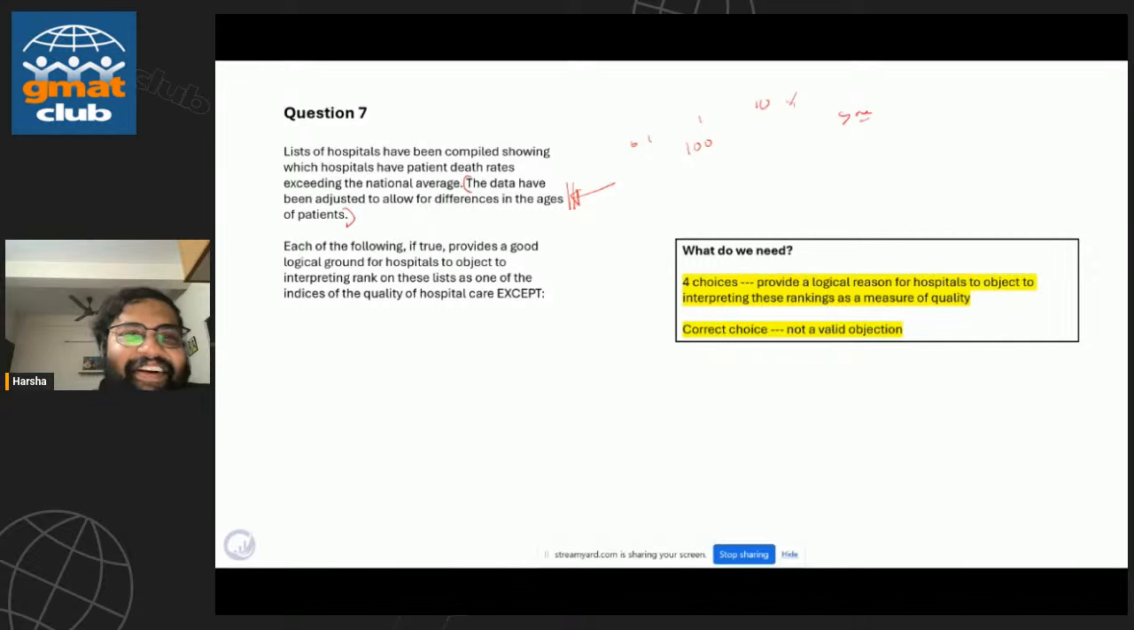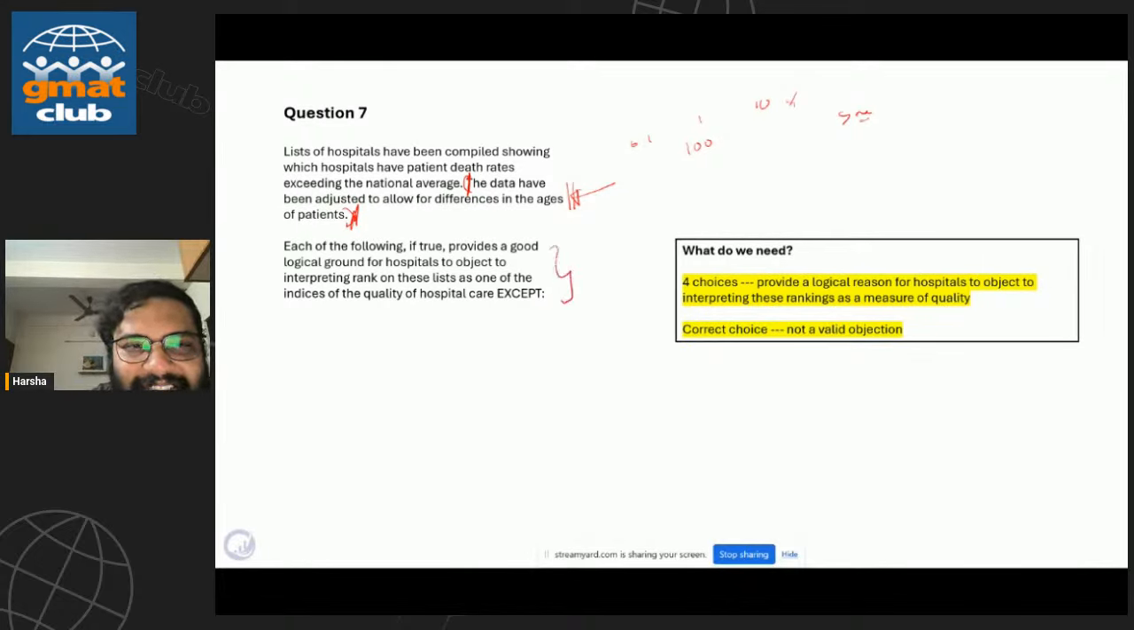Right? What does it mean? I had to really spend time on this, as it does not sink in initially. The data have been adjusted to allow for differences in the age of patients. It means don't give the excuse. If you're a hospital, you cannot give the excuse that you're getting people of a certain age group who are more likely to end up dead, right? You can't give that excuse. All those age differences have been adjusted for. That's what this particular sentence means.